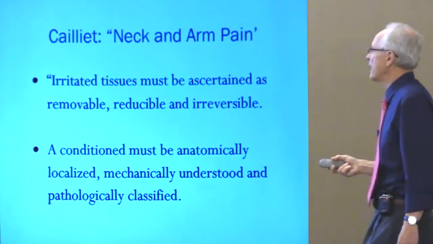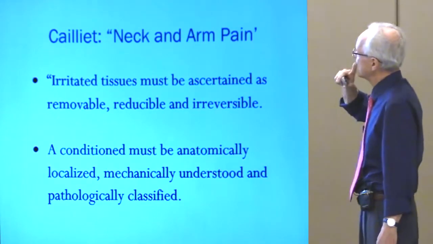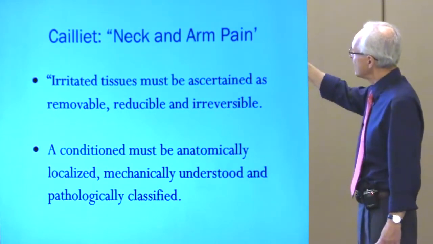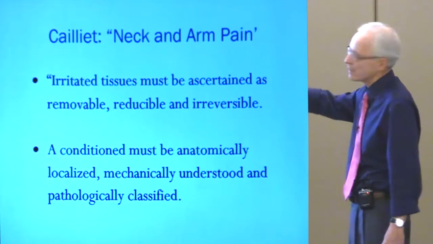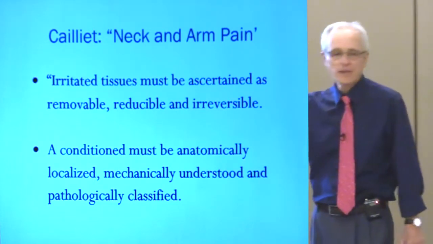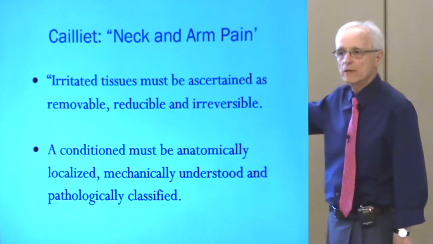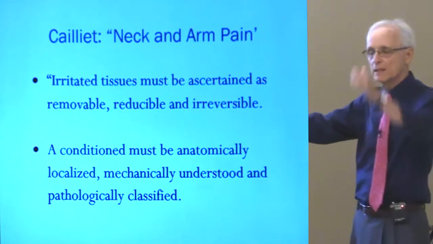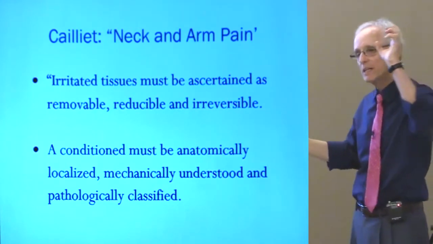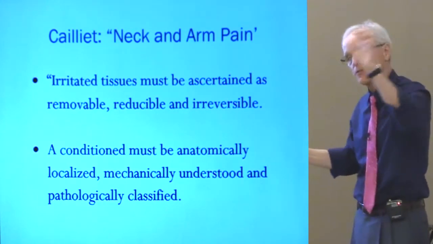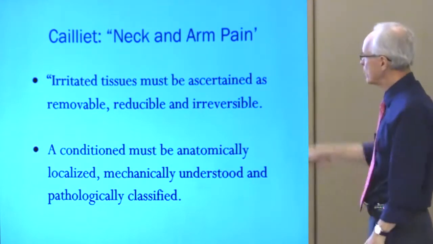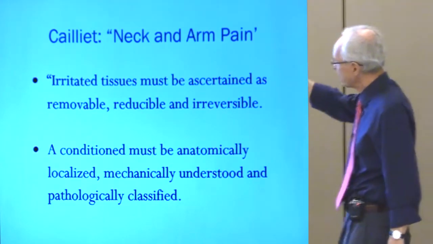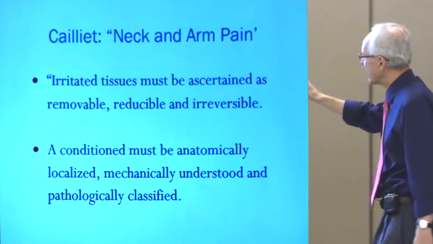A condition must be anatomically localized, mechanically understood, and pathologically classified. This is another Calais thing. I think the methods that we're explaining here all do that. Between range of motion studies, motion palpation, figure eight, and stair step, we get a good idea of where it's located and what's going on mechanically.